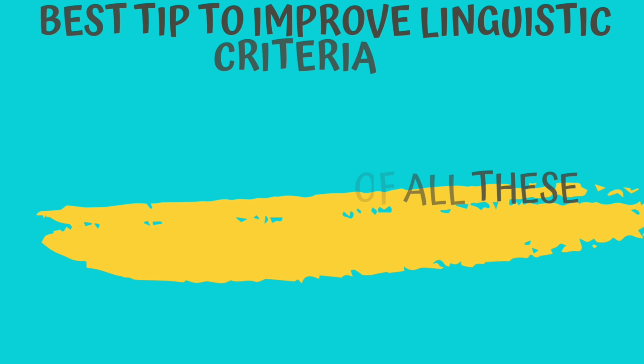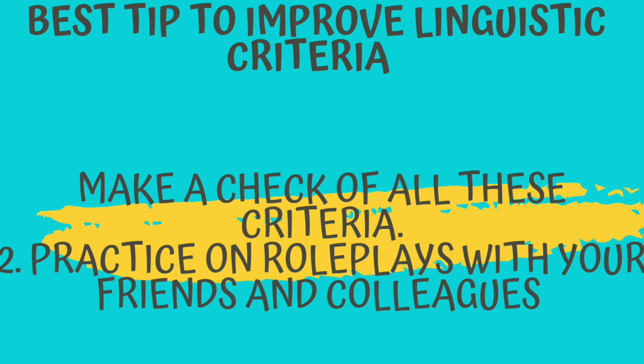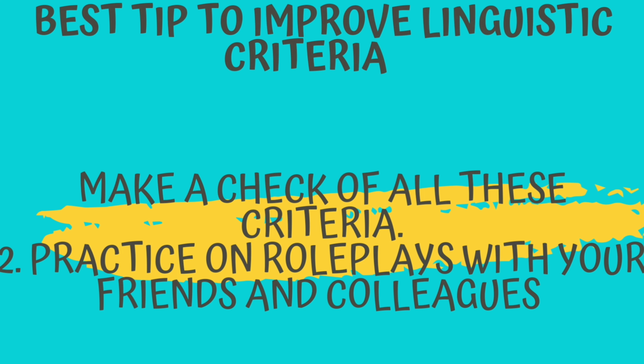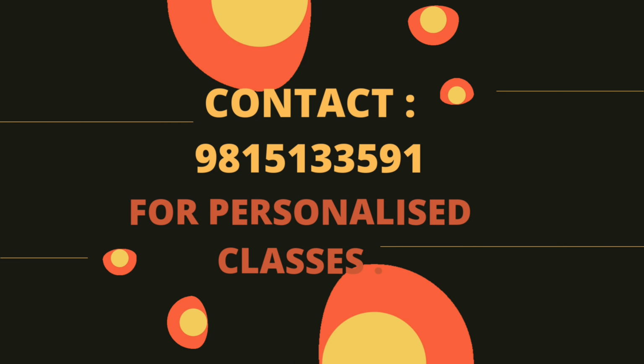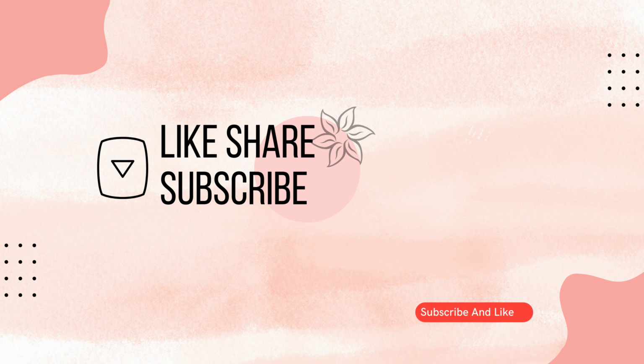Now, I'm going to share the best tip to improve your linguistic criteria. That is to make a checklist of all the criteria. Practice the role plays with your friends and colleagues. You have to practice as much as you can to become fluent and use appropriateness in the language. Hope this video will help you to get good scores by understanding the linguistic criteria.